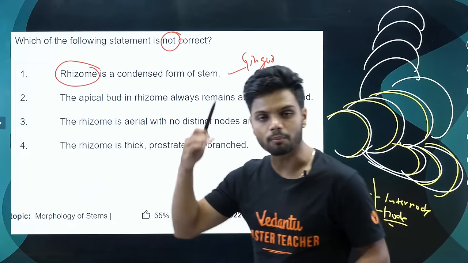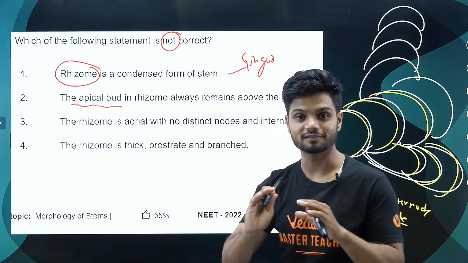Is it above the ground or below the ground? Tell me in the chat. Apical bud. We're talking about apical bud, not the entire stem. They're talking about apical bud now.